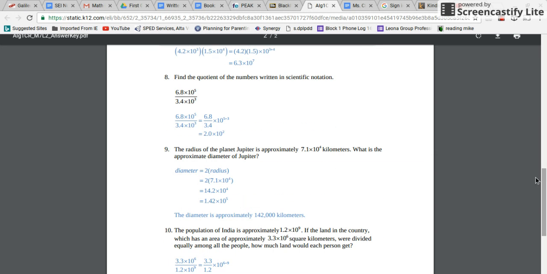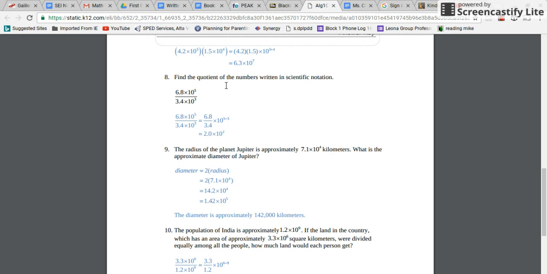Number 8, here you're dividing. That's what quotient means. You're dividing these two. So what you do is on your calculator, you divide the 6.8 and the 3.4. These are your regular numbers. You're just dividing them on the calculator and you get 2.0. And then for the 10 to the fifth power divided by 10 to the third power, you subtract the little numbers. Okay, when you're multiplying, you add them, but when you're dividing, you subtract them. 5 take away 3 is 2, and this is your answer.